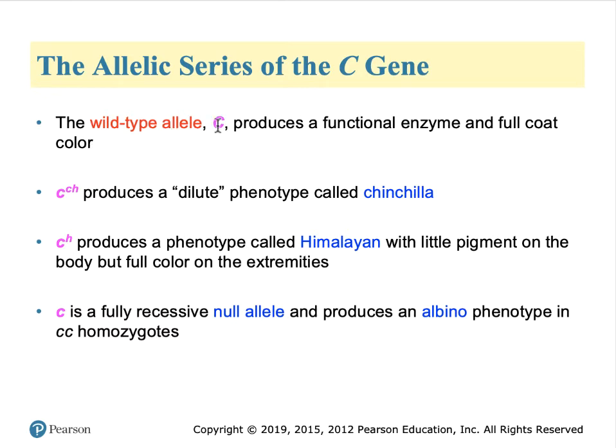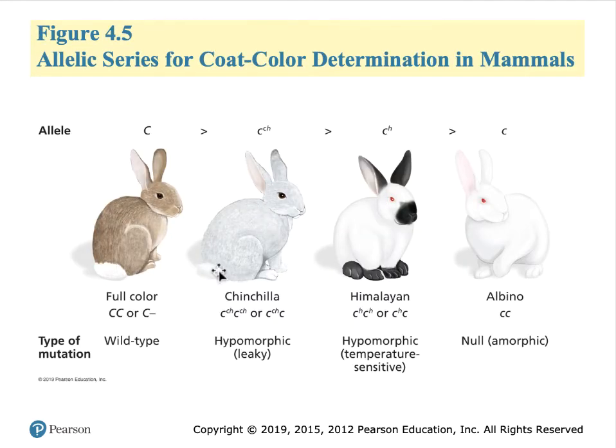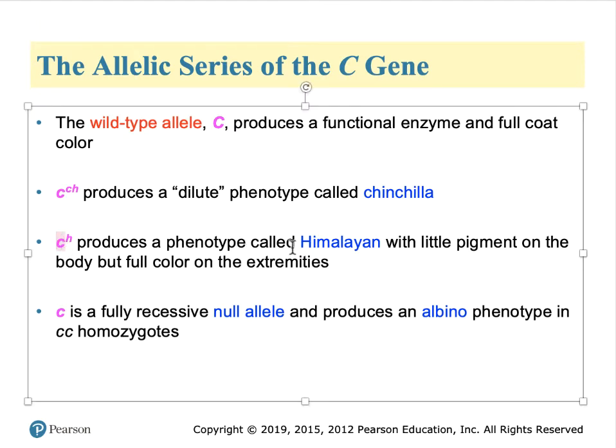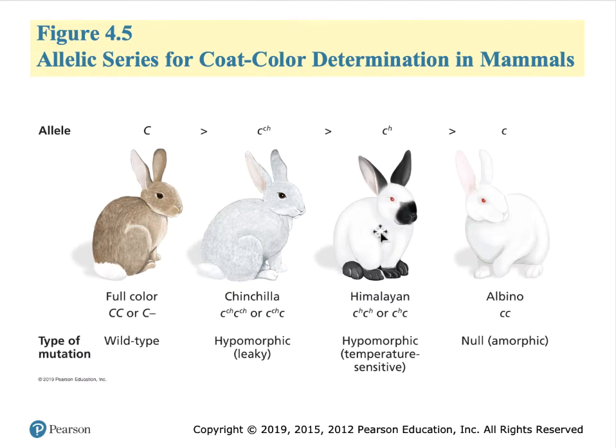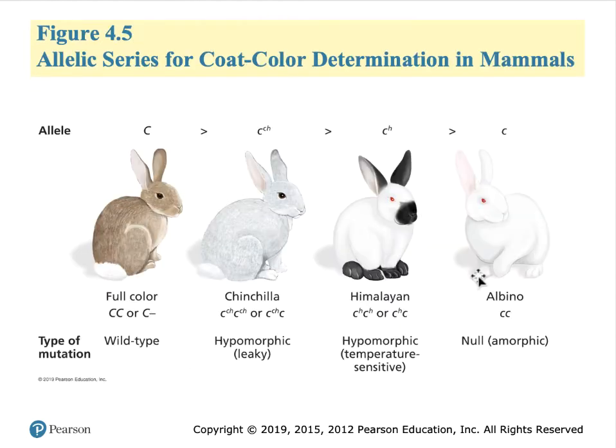The wild type allele is called C, big C. The next allele is called small c, ch, for chinchilla, and that produces, as we'll see here, a dilute coat color. The next allele is called small ch for Himalayan, and that produces this very characteristic coat color. And the last allele that we'll consider today is just called small c, and that's a null allele. A null allele is a dead allele, and it doesn't produce any color whatsoever, so the creature is an albino. Even the eyes are pink because there's no pigmentation in the iris.